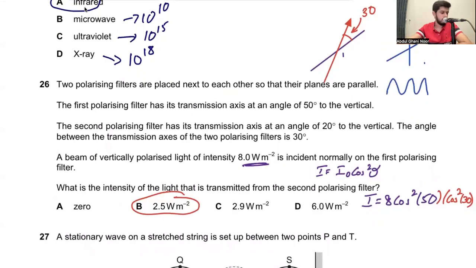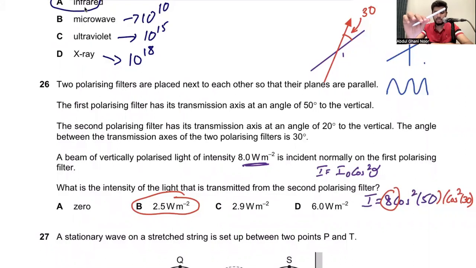Sorry. And to explain this again, I'll use this demonstration. Let's say this white Apple pencil here is our light. Light is initially incident onto this first filter, and this first filter is at an angle of 50 degrees. So for that reason, I used the initial intensity, which is 8, incident on the first filter, which is at an angle of 50 degrees, so cos squared 50. After light passes through this first filter, it will obviously get polarized in the direction of the filter. So light is now in this direction.